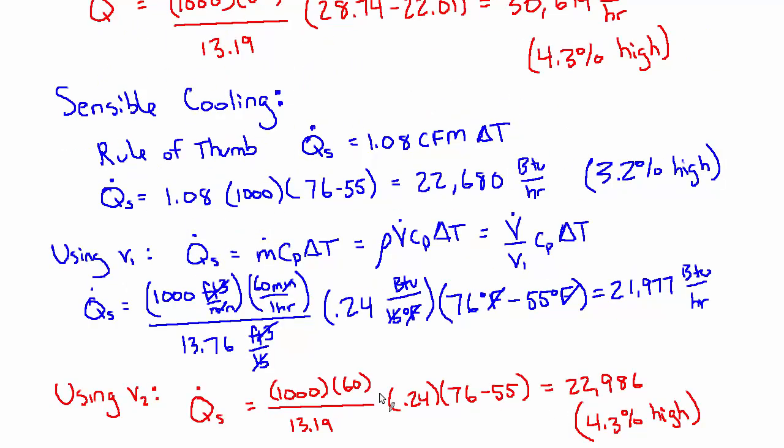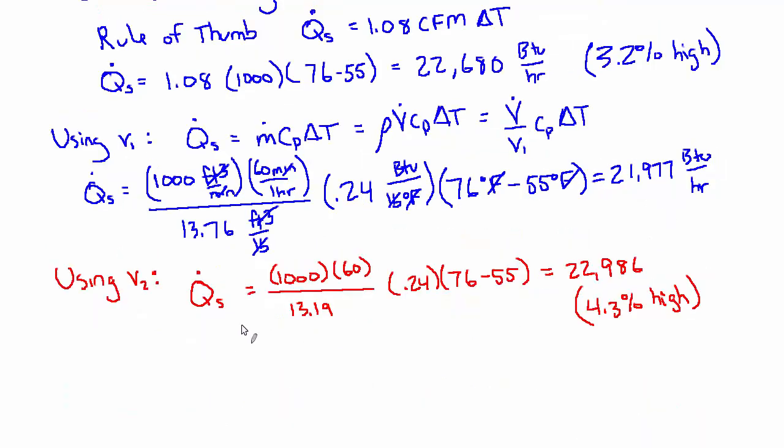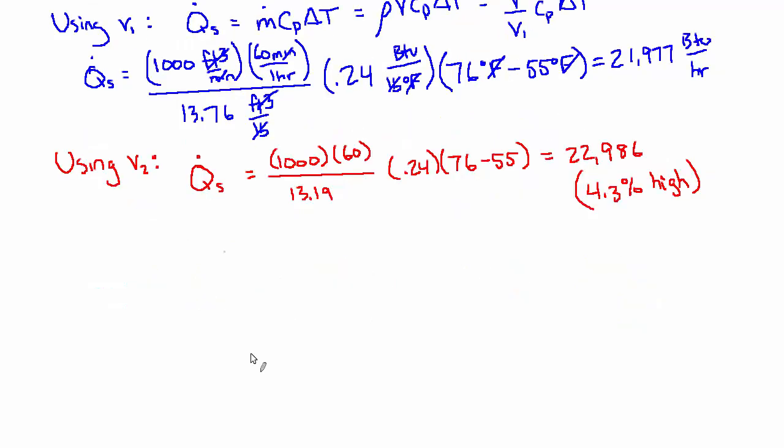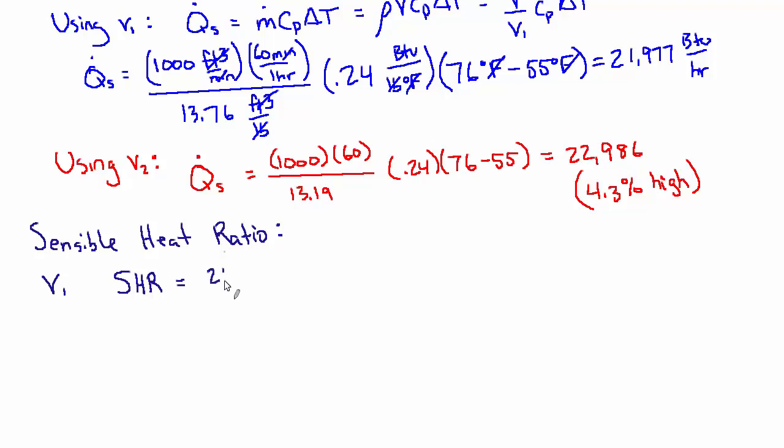And I think it's worth noting that at least in this case, the rule of thumb also had some error associated with it, but it had less than you would have if you used V2. And now the last piece of this is the sensible heat ratio. So let's first look at the case where we use V1, which was the correct choice throughout the problem. We'll just take the sensible cooling and the total cooling that we calculated at each point. We got 21,977. I'll skip the units since they're the same.